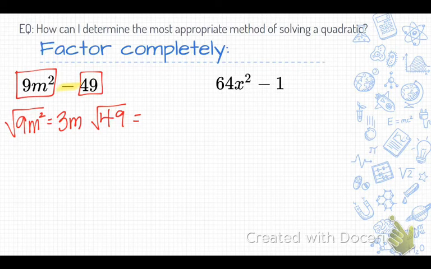3m. The square root of m squared is m. What is the square root of 49? Good. Did we go over this one on Tuesday? Okay. If not, it's okay.